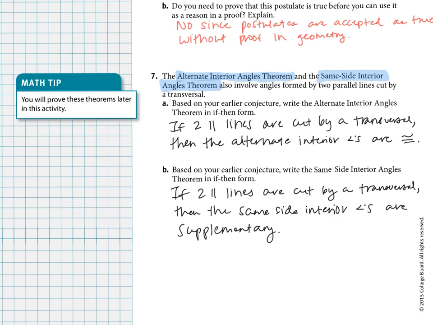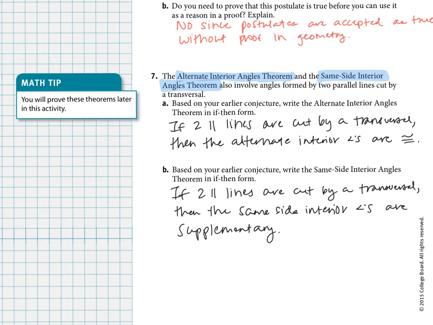All right, let's check your answer with mine. I said if two parallel lines are cut by a transversal, then the same side interior angles are supplementary. So remember, same side interior angles will be supplementary, not congruent. That way they add up to 180 degrees.